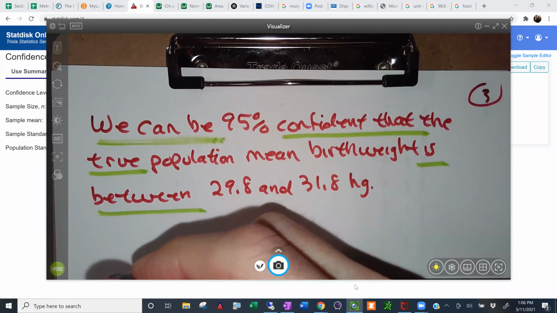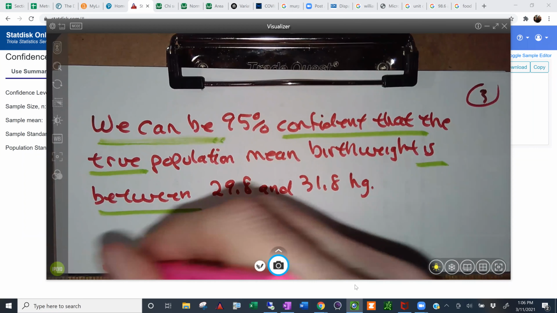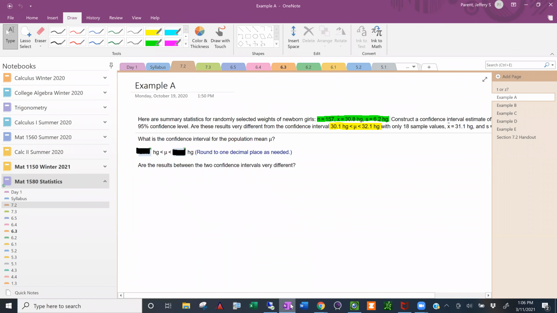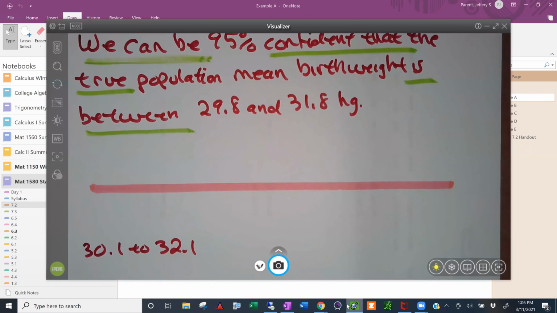Any follow-up on our conclusion here? Now there is kind of a part B here that we're going to look at. So let's do that. It says, are these results very different from the confidence interval 30.1 to 32.1 hectograms with only 18 sample values? Okay, so let me write that down. 30.1 to 32.1. So that's an alternate confidence interval. Are these confidence intervals very different?